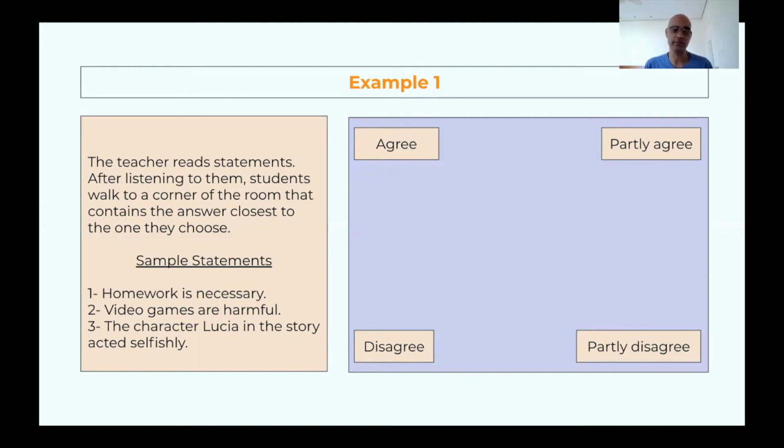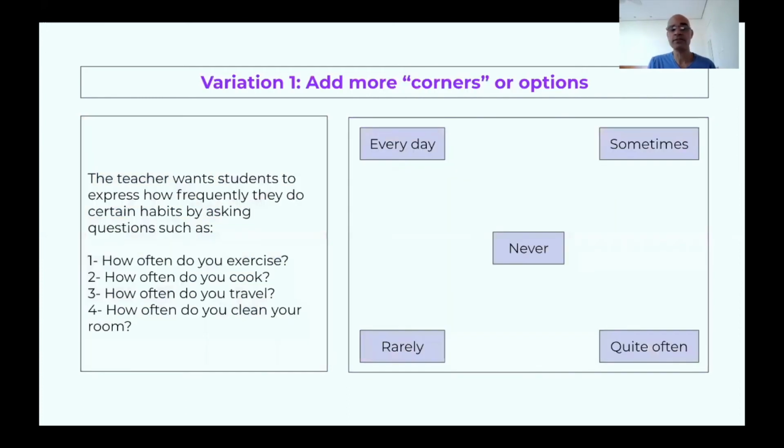Other statements could be video games are harmful. The character Lucia in the story acted selfishly. So this is an example of using this activity for a reading comprehension activity or class. And there's also variations that you can add, right? You should probably change the name as you change the variations, but well, that's secondary. The most important thing is to get your objective met as a teacher.